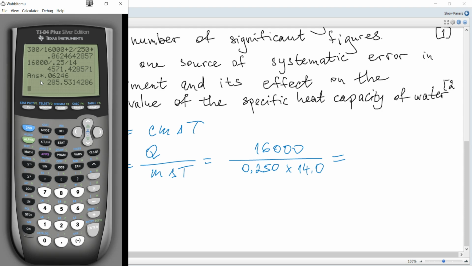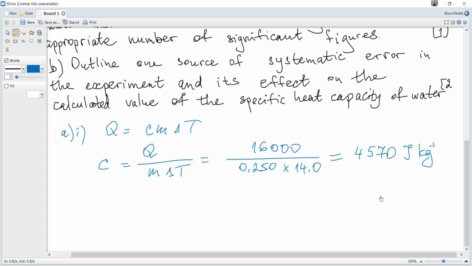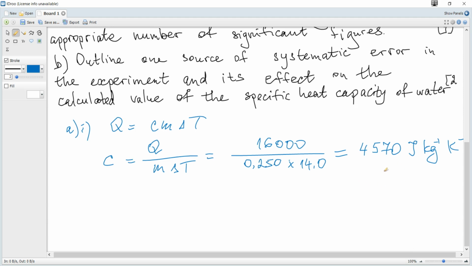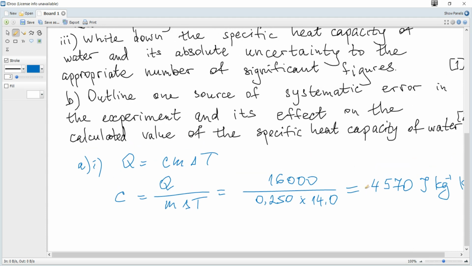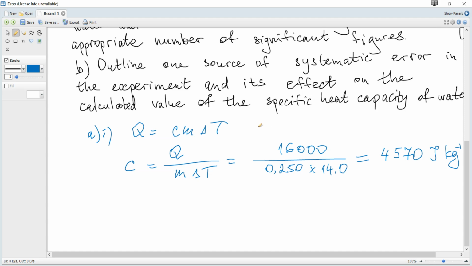For multiplication or division, keep the number of significant figures of the least precise value. So I will write 4,570 joules per kilogram per Kelvin, but it may be per degree Celsius, it doesn't matter. But here you may write just the unrounded value. It's not crucial, because our aim is finally to write the specific heat capacity and its absolute uncertainty to the appropriate number of significant figures, and that is crucial. Here it doesn't matter actually.